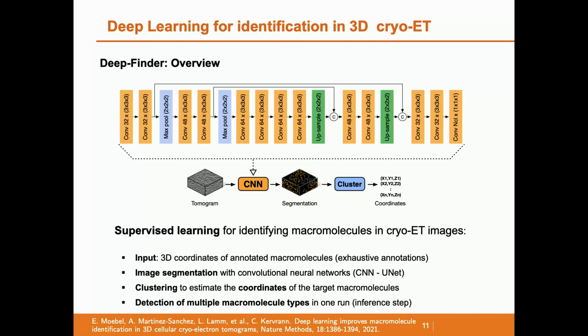We have only 3D coordinates of macromolecules, so you have no segmentation. You have just the 3D position of macromolecules with an ID for each macromolecule. Because neural networks are based on image segmentation, we have to convert the annotation into a segmentation map. And at the end, from the segmentation map produced by the neural network, we have to convert this segmentation map into 3D coordinates.